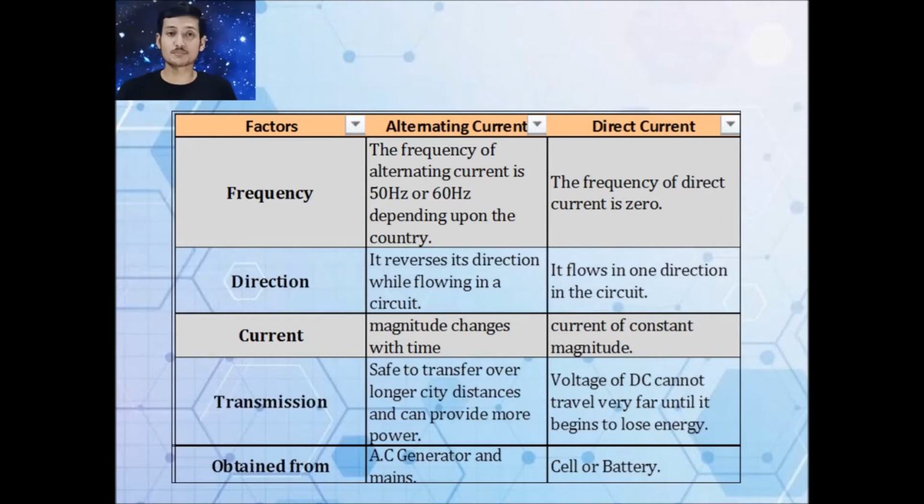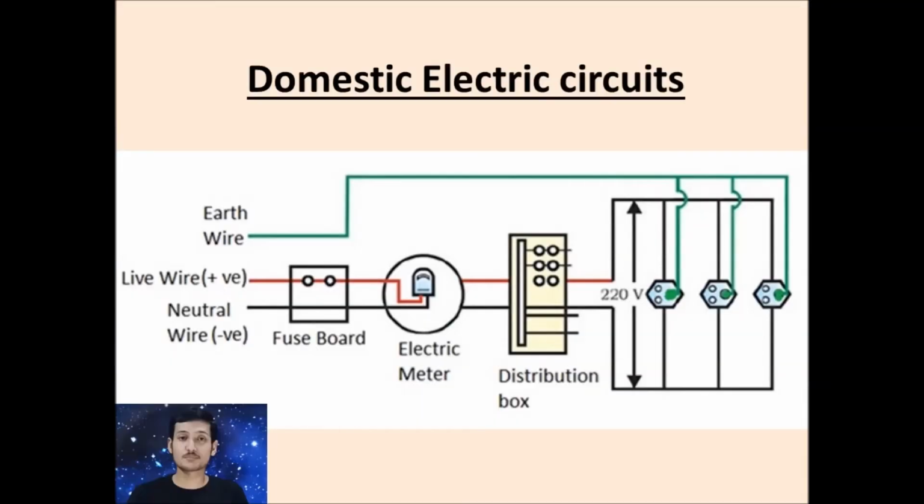Now let's talk about the basic domestic electric circuit, like how current comes into our homes, how it is used, how it is distributed. First we take a wire from the poles of your electricity board supply, and this goes to your fuse board. You must have seen your fuse board outside at the beginning of your house, somewhere near your main gate, where there is a huge box in which distribution occurs. So this goes first into the fuse.